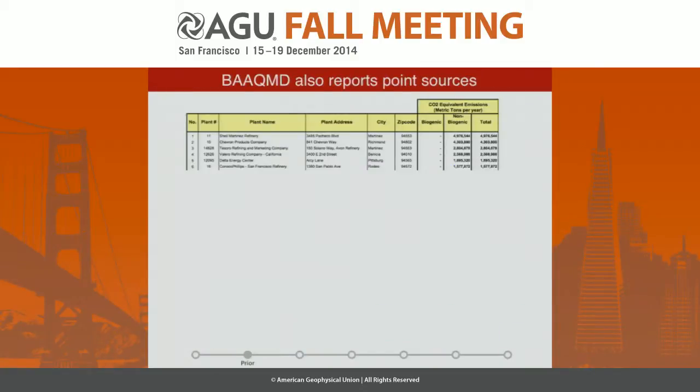But they also give you a table of point sources in the Bay Area. So the largest sources in the Bay Area are, not surprisingly, oil and gas refineries. So Shell, Chevron, Tesoro, ConocoPhillips. But there's also some more, I guess, exotic sources, such as the Jelly Belly Candy Company at 1 Jelly Belly Lane, which is the 170th largest source in the Bay Area.